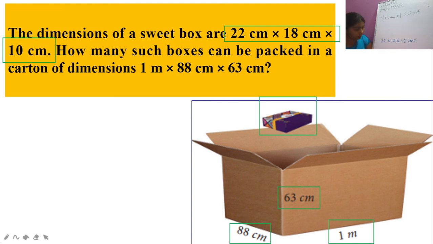so for this we have a sweet box, and for the carton we have 100 centimeter multiplied by 88 into 63. Now students, you have to find how many sweet boxes can be included in this carton. So you have to find out this volume. We get the volume for each of the two things, which are in the form of a cuboid. So that way you can calculate the volume.